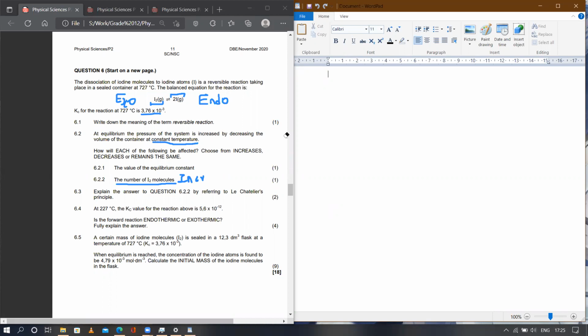So they say a certain mass of the iodine molecules is sealed in a 12.3 liter flask at a temperature of 727 degrees Celsius. And they gave you a Kc value. When equilibrium is reached, the concentration of the iodine atoms is found to be 4.7 times 10 to the exponent negative 3 moles per liter. They want you to calculate the initial mass of the iodine molecules in the flask.